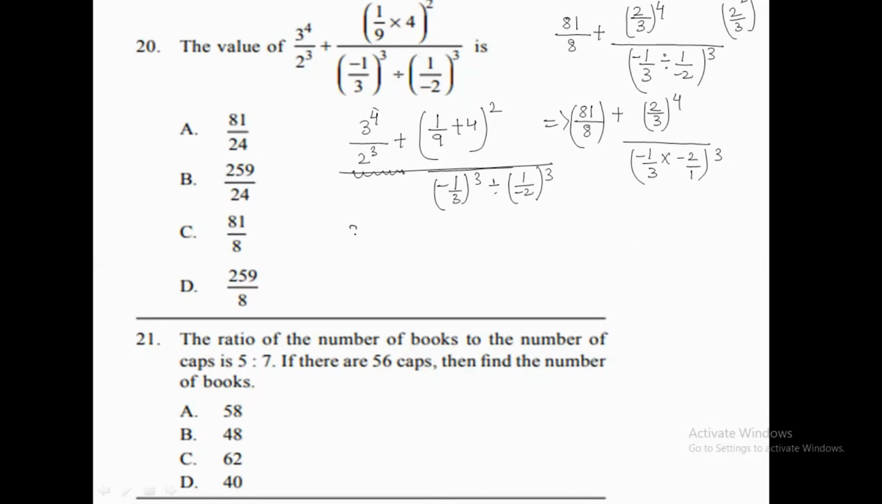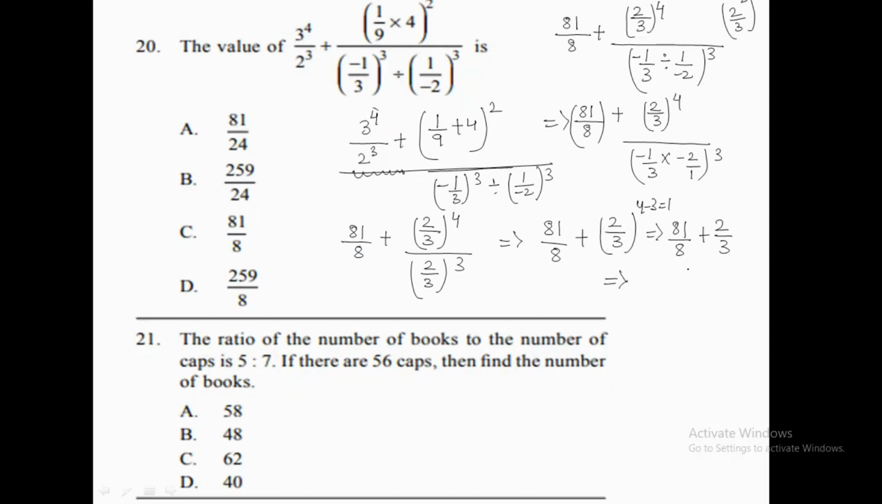So that's what we are getting: 81 by 8 plus 2 by 3 whole raised to the power 4 by 2 by 3 whole raised to the power 3. Now we can see that the bases are the same and they are in division form, but the powers are different. So we write 81 by 8 plus 2 by 3 whole raised to the power 4 minus 3, which equals 1. So we are getting 81 by 8 plus 2 by 3. Now we need to solve it.